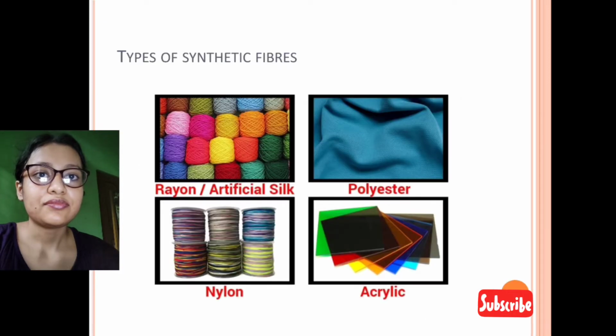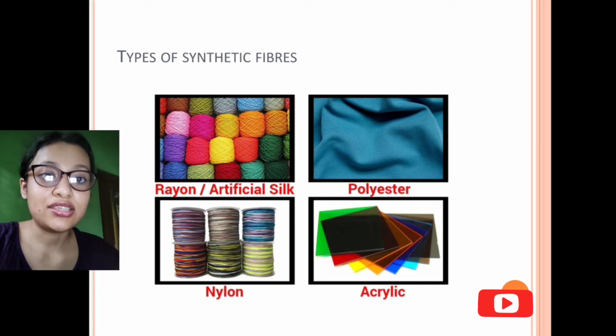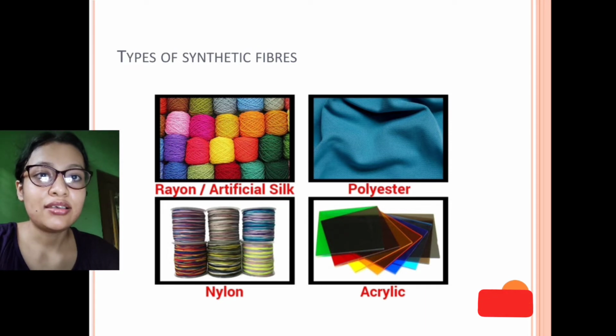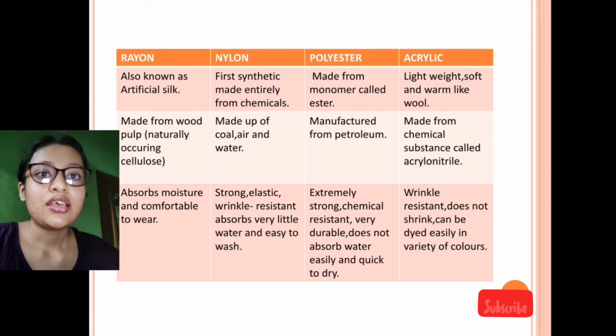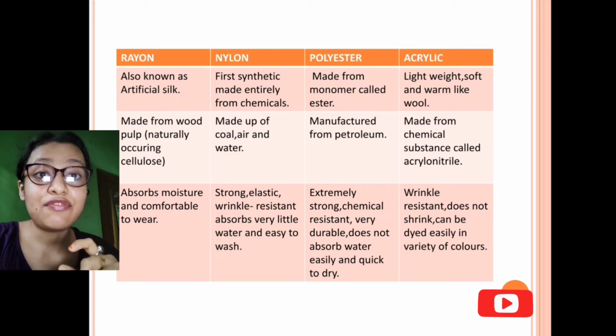Now let us know about the different types of synthetic fibers. There are different types of synthetic fibers, you can see here in the picture. One is rayon, also known as artificial silk, then polyester, then nylon, and another one is acrylic. Now let us know one by one all these synthetic fibers. Rayon is also known as artificial silk, and it is made from wood pulp, that is naturally occurring cellulose.